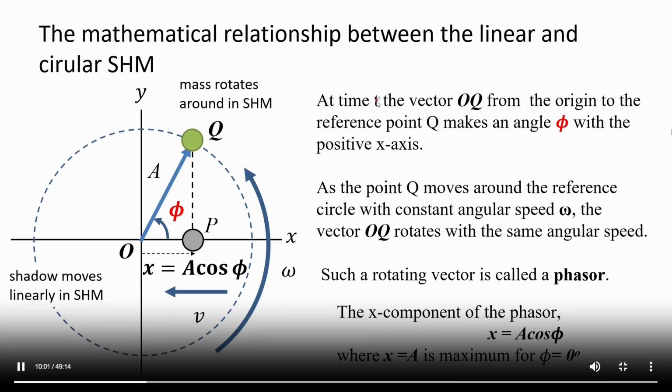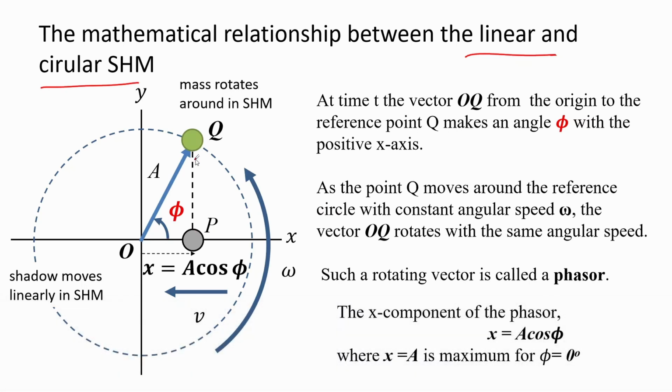Now let's look at the relationship between the linear and the circular simple harmonic motion. Here we have the mass, the points P and Q. OQ is a vector with reference to this line here. The reference point is the origin, and it makes an angle phi with the positive x-axis. As the point Q moves around the reference circle with constant angular speed omega, the vector OQ rotates with the same angular speed. Such a rotating vector, OQ, is called a phasor.